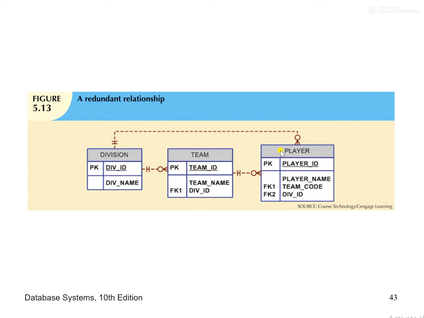So this relationship between player and division is a redundant relationship. Even if it is not there, it still works for us, and we can get the answers to our queries. So a good design practice is to avoid redundant relationships. When possible, we should avoid redundant relationships.